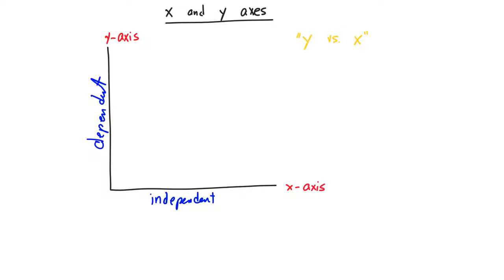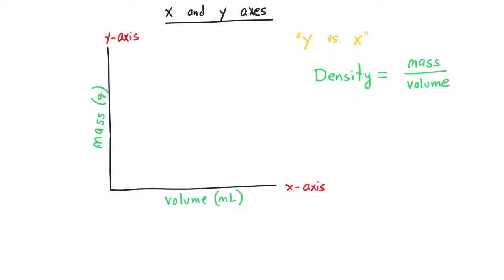A lot of times in science you'll hear of something versus something else on a graph, and this usually refers to y versus x, or the dependent variable versus the independent variable. For example, density equals mass over volume. And if we were to create a graph of density, we would plot mass versus volume. This indicates that mass will go on the y-axis and volume will go on the x-axis.